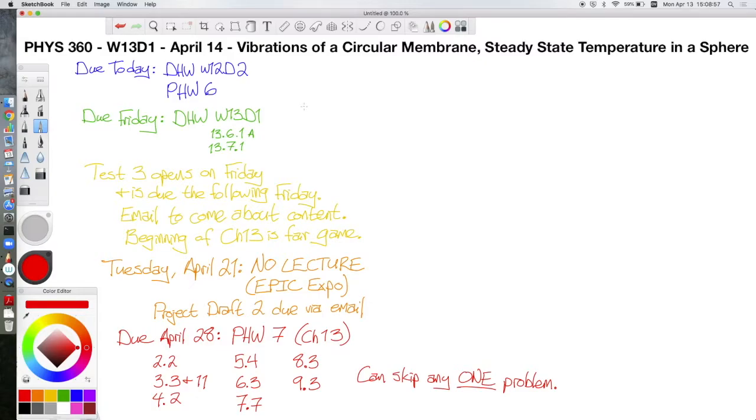There are two assignments due today. One of those is the daily homework that was assigned last Friday. The other is periodic homework 6. If you plan to use a late pass, please let me know via email.